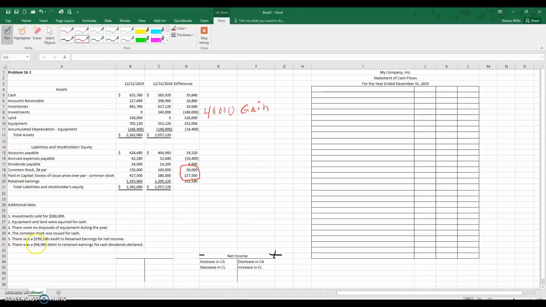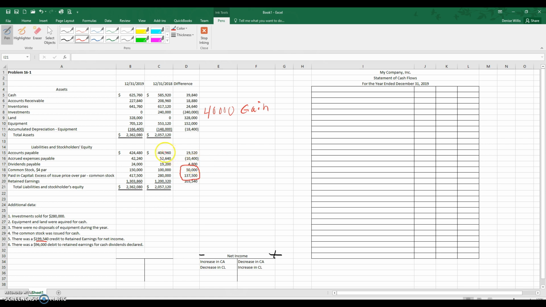And we can see right here, it tells us the net income was $199,540 right there. Okay, we also have a $96,000 debit to retained earnings for cash dividends declared. I may have misspoke when I was talking about retained earnings. It goes down for cash dividends declared, not the actual paid amounts. So we're going to have to see if we can figure out the actual amount of cash dividends, and we'll get to that shortly. Accounts payable, let's see, it went up, and accrued expenses payable went down. Our dividends payable, that went up as well.